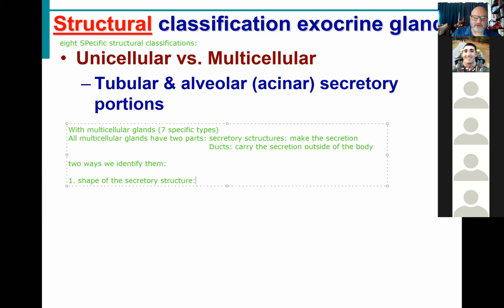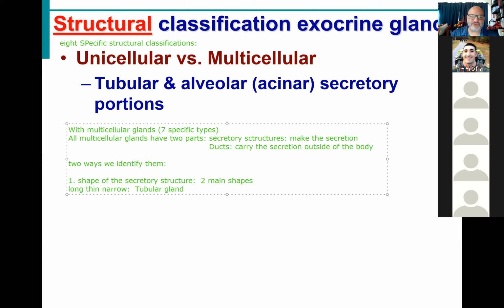In the shape of the secretory structure, there are two main shapes. The first is a long, thin, narrow, tube-like structure, and in fact is called a tubular gland because it's a long, narrow, thin, tube-shaped structure. And the other is a short, round, bulbous, ball-shaped structure. And this round ball shape are what are known as acini, or also known as alveoli.